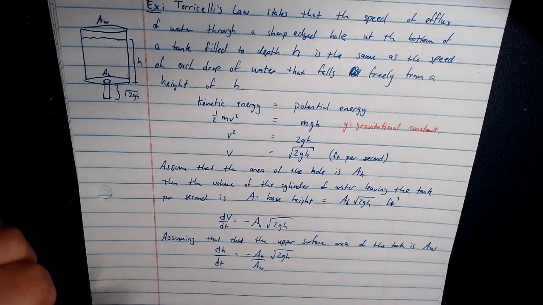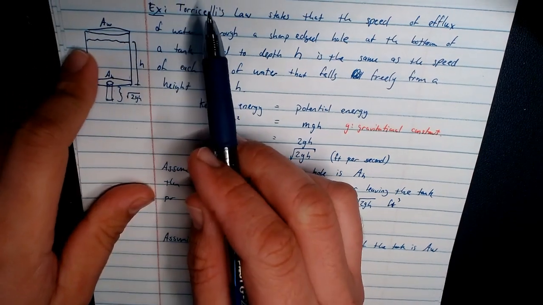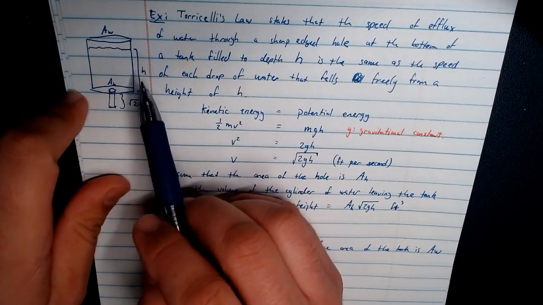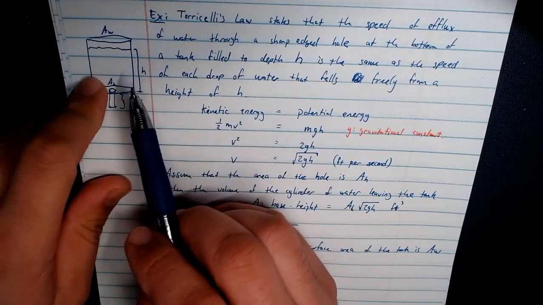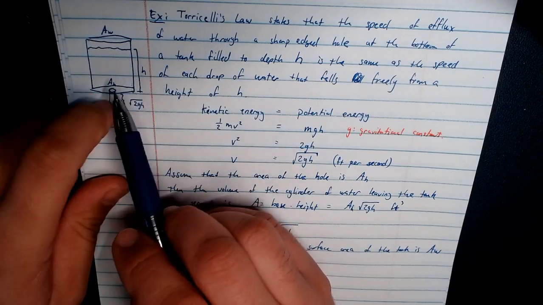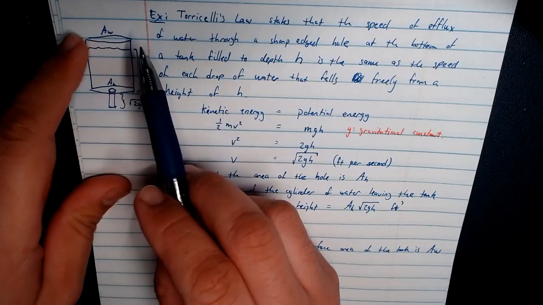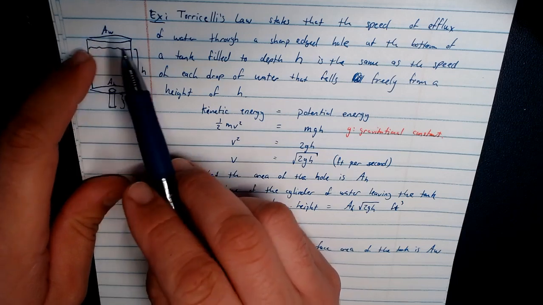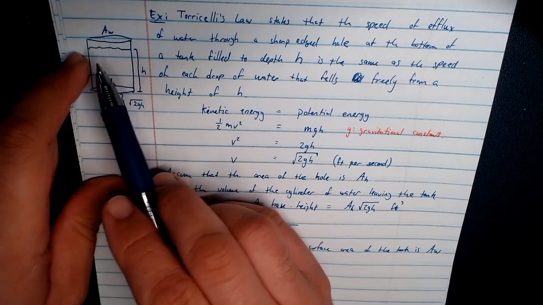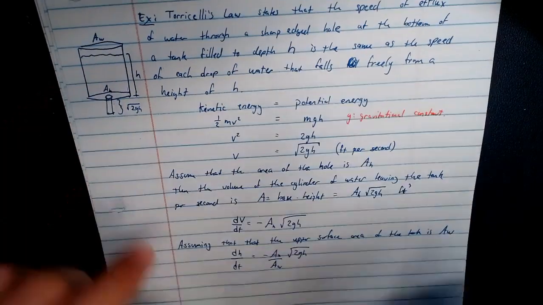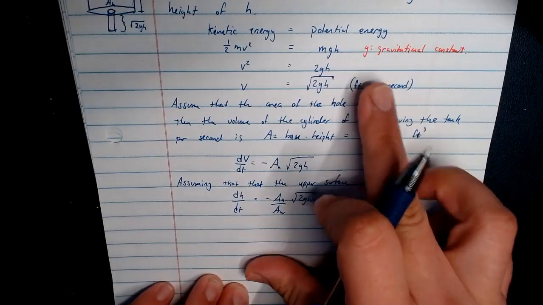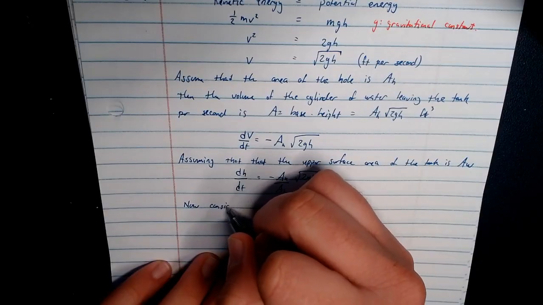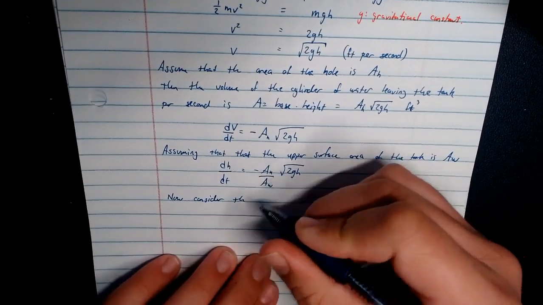Now you can even take that one step further. This law in fluid mechanics doesn't say anything about this having to be a cylinder. It simply says if you have a container with a hole at the bottom. Now here we have a cylinder which has got a uniform width from top to bottom, a uniform cross section. But you can change that. So now, using what we've seen already, now consider the conical tank.